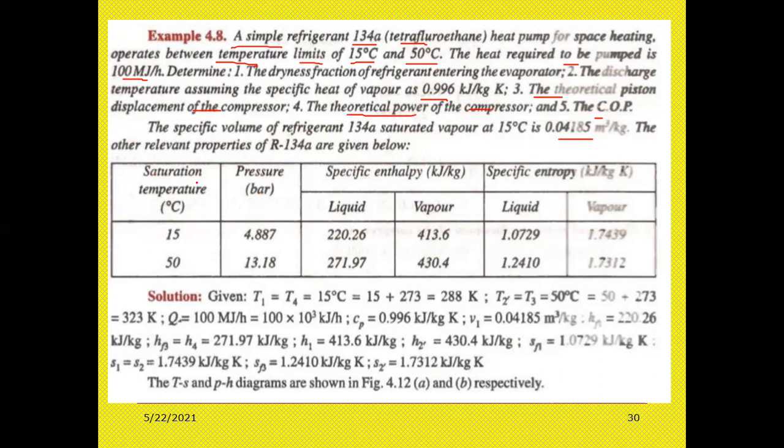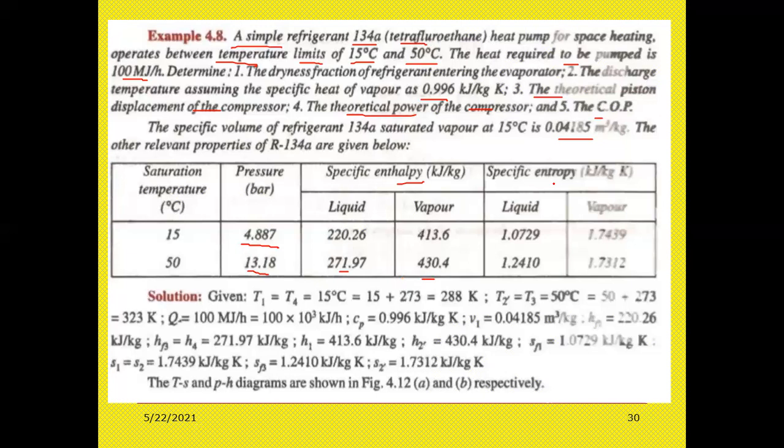So saturation temperature, 15 degrees, 30 degrees. At 15 degrees the pressure is 4.887 bar. At 30 degrees the pressure is 13.18 bar. The specific enthalpy in kilojoules per kg: for liquid we have 220.6, for vapor 413.6. Here at 50 degrees centigrade, 271.9 and 430.4.